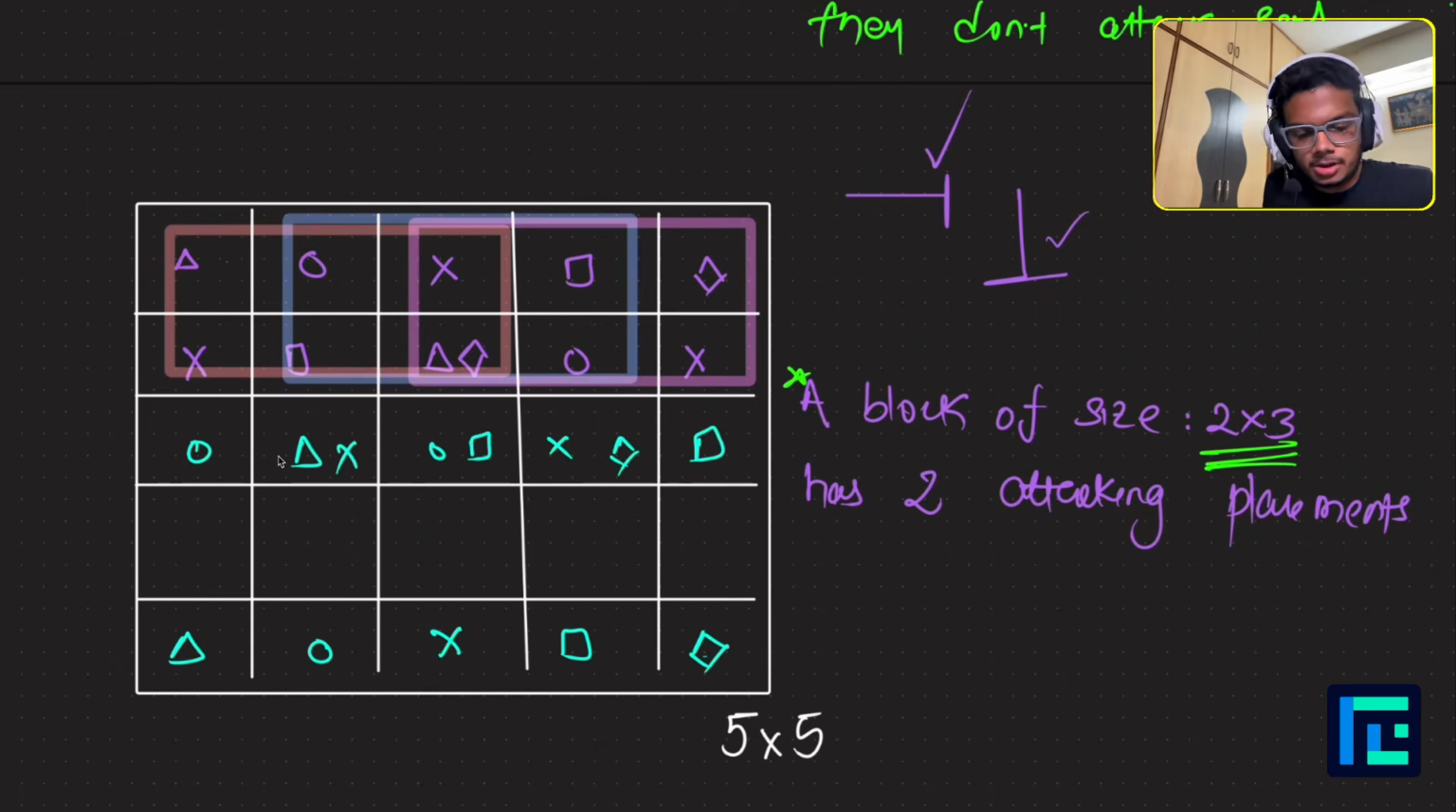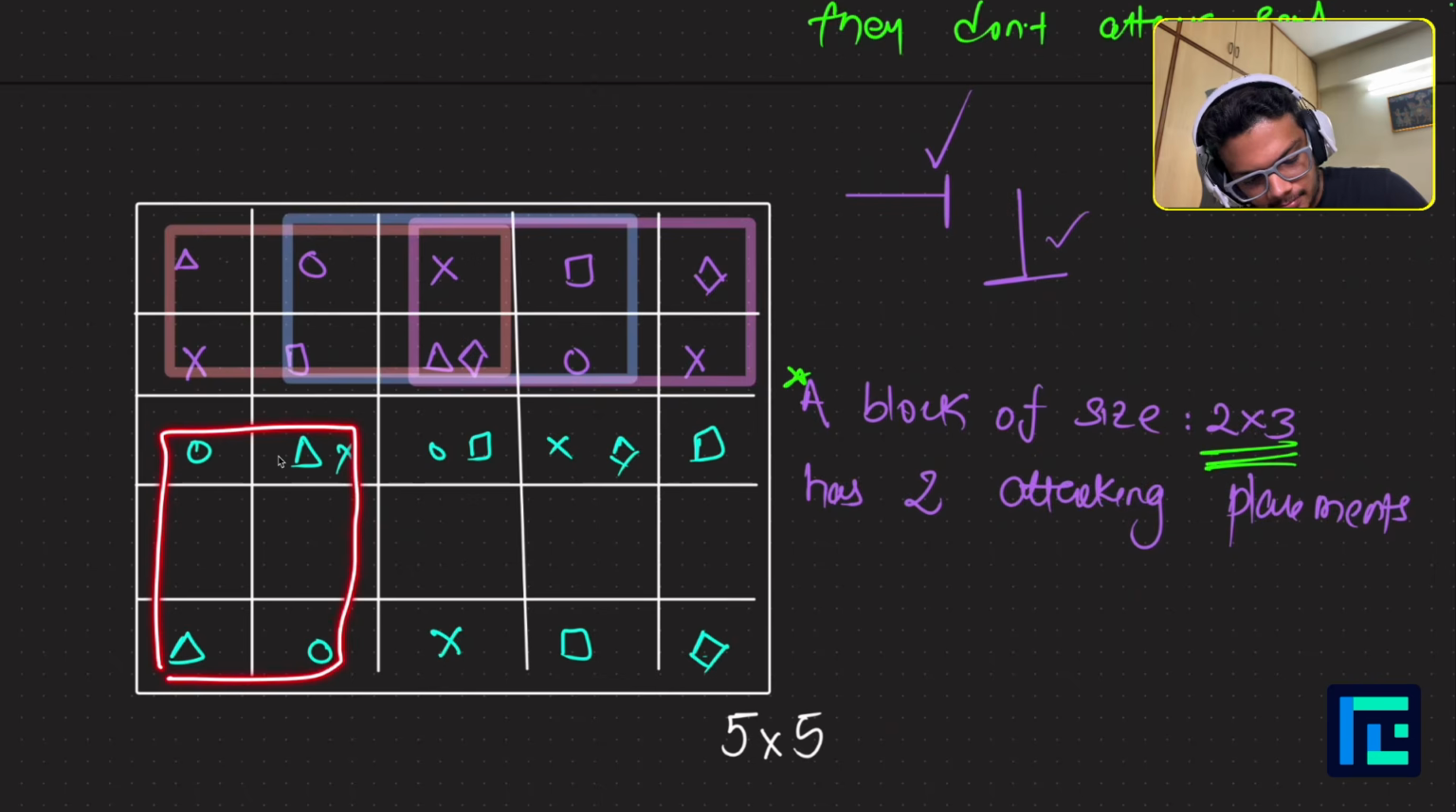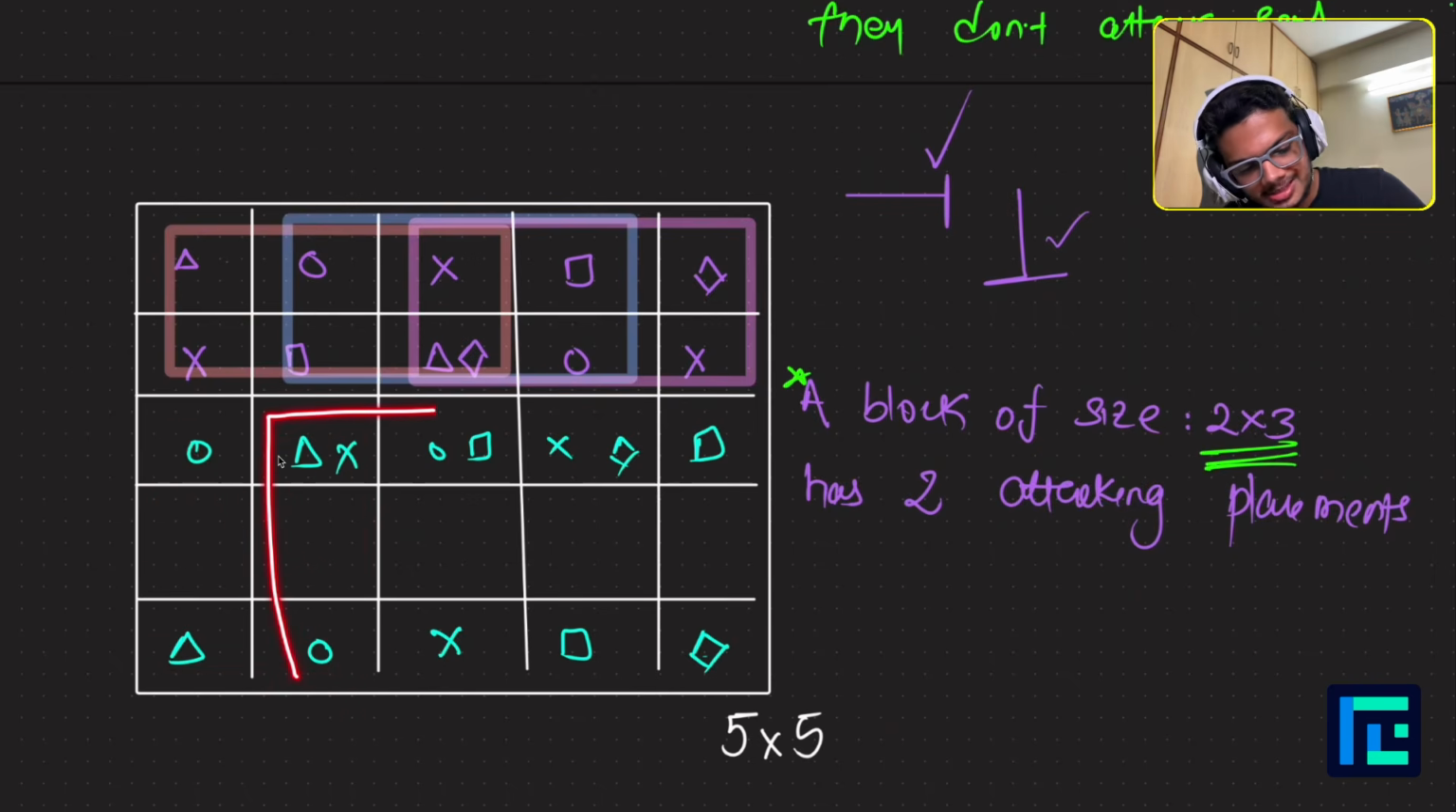Fine. Do you see one more pattern here? I think you will be able to see. Notice this slab. You have one attacking placement here, one attacking placement here. Notice this slab. You have one attacking placement here, you have one attacking placement here, right? Notice this slab.